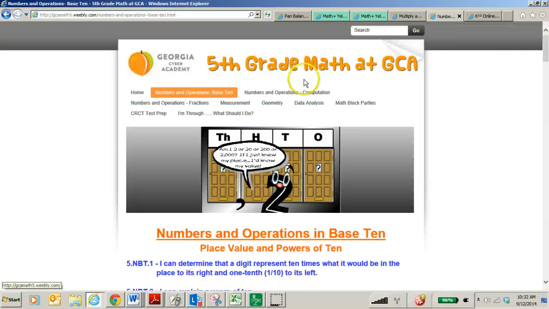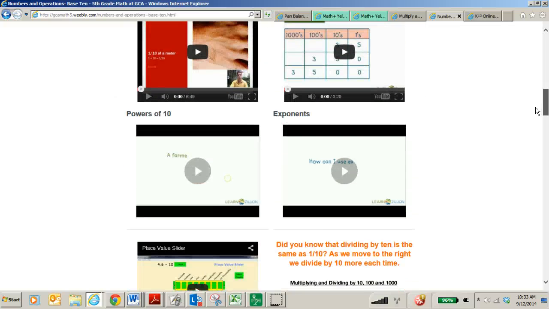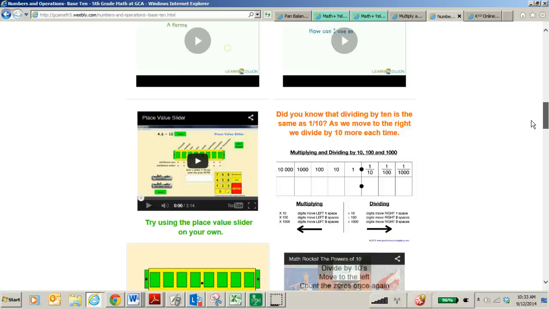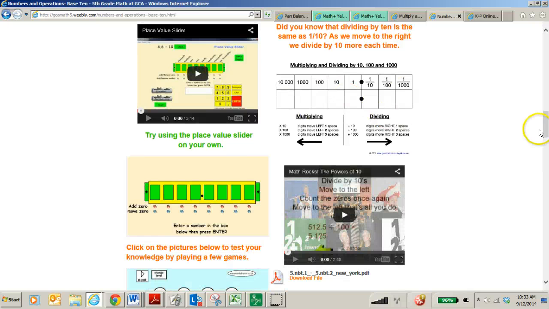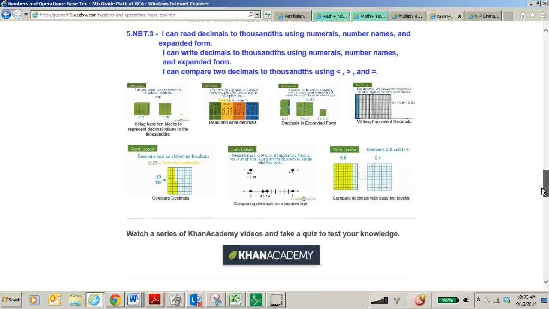And most importantly, don't forget about the 5th grade math web page. There are 2 different pages that are going to help you with this decimal unit. Numbers and operations in base 10 has a lot about the place value and decimals with the visuals. There are links to games. There are some charts you can print out. And again, lots and lots of activities and links to videos.